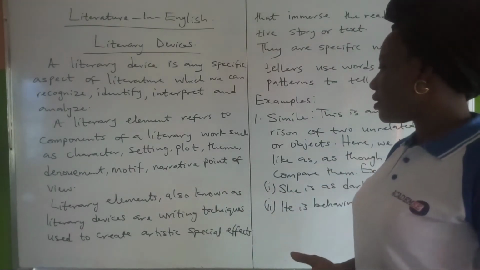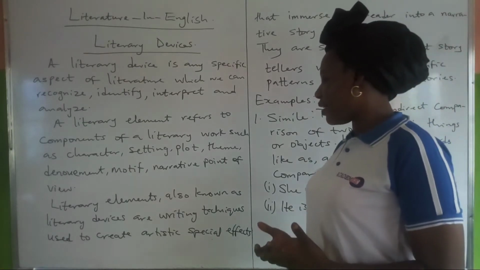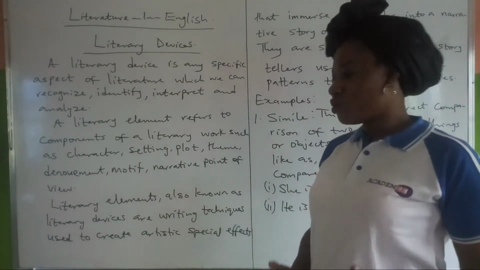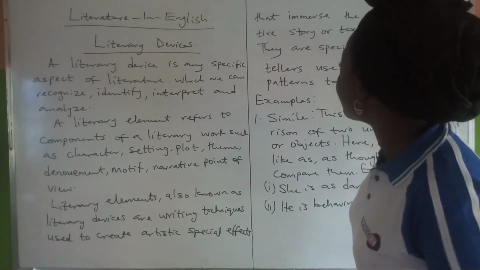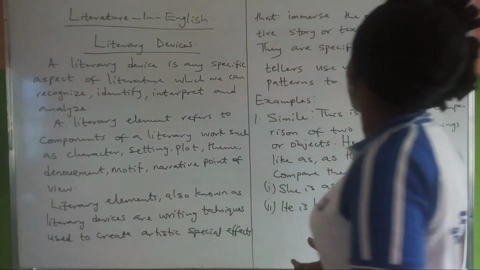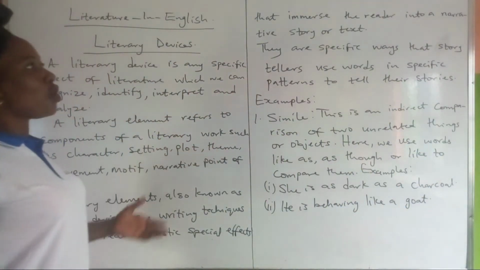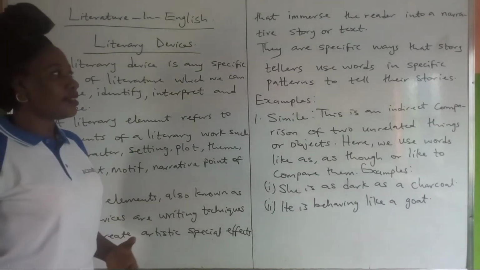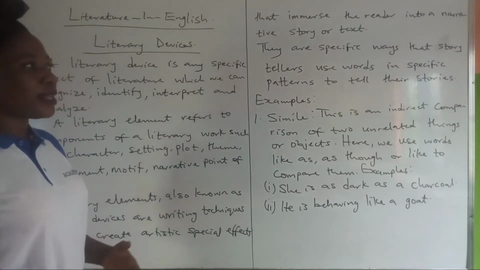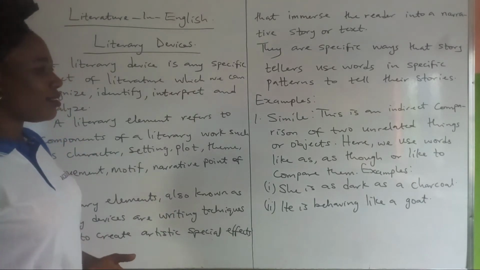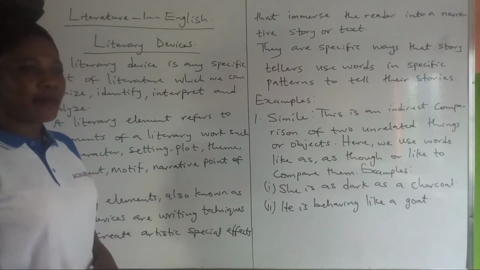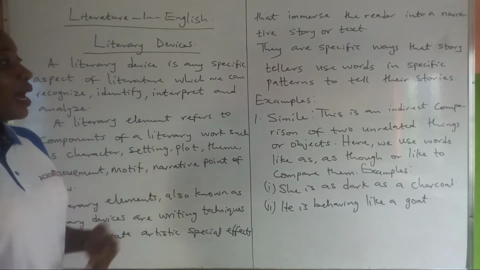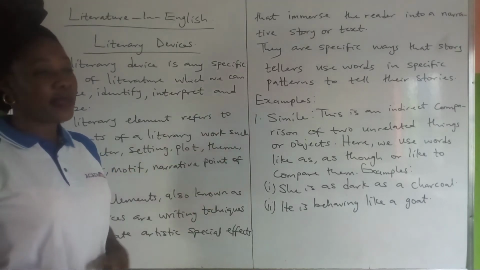Literary elements, also known as literary devices, are writing techniques used to create artistic special effects that immerse the reader into a narrative, story, or text. There are specific ways that storytellers use words in specific patterns to tell their stories. We have so many of them, like I mentioned earlier, and an example here is simile.